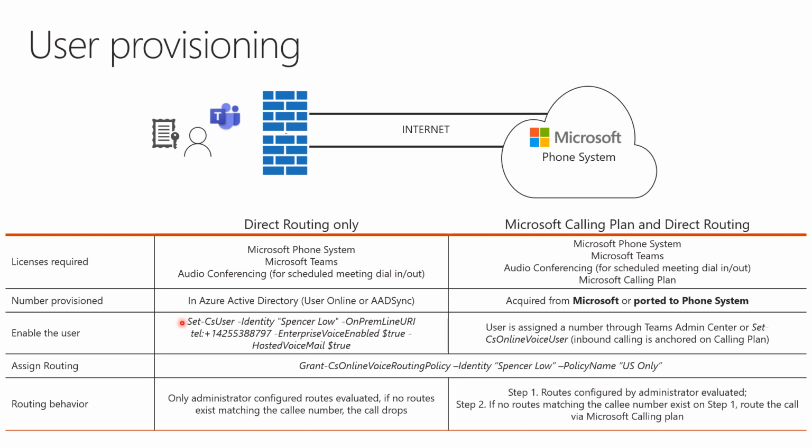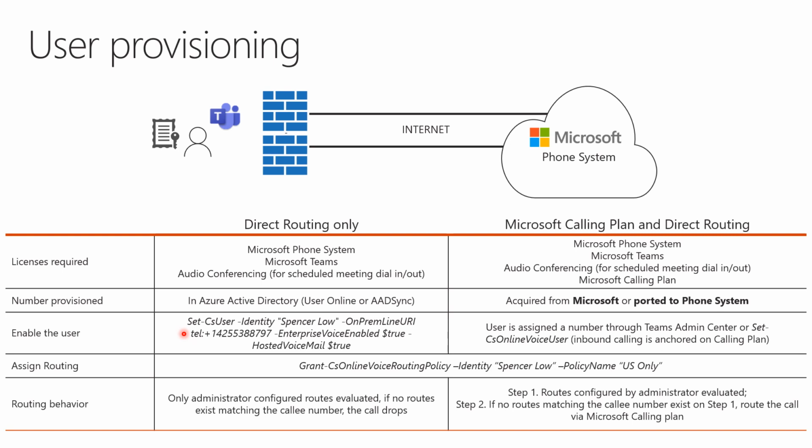We can enable the user quite simply by using a Set-CsUser commandlet. So here, you see in this commandlet, Set-CsUser, my username, the -OnPremLineURI is the phone number that we're going to assign to this user, and this should be in E164 format. -EnterpriseVoiceEnabled $true and -HostedVoiceMail $true basically lights up the phone system, direct routing, and cloud voicemail components for them. Now this enables the user, but there's no routing mechanism that's assigned to the user yet.